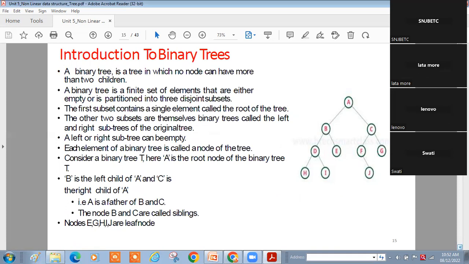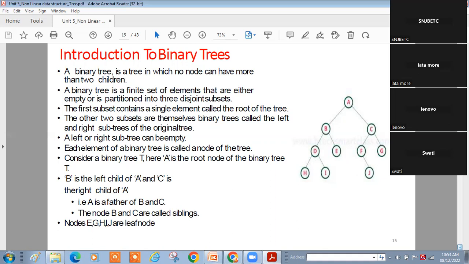For a binary tree, there will be 0, 1 or 2 nodes. Listen carefully. I am saying that a node can have 0, it can have 1, or it can have 2. Maximum is 2. More than 2 nodes are not allowed. That is called a binary tree.